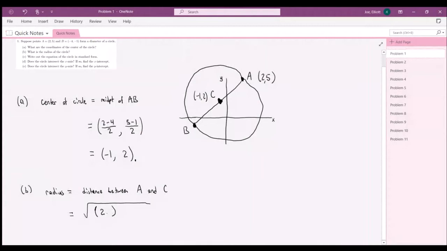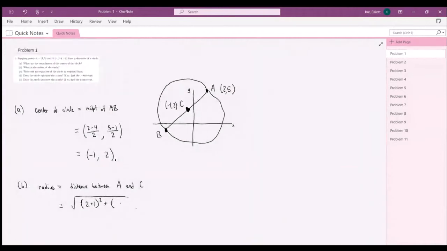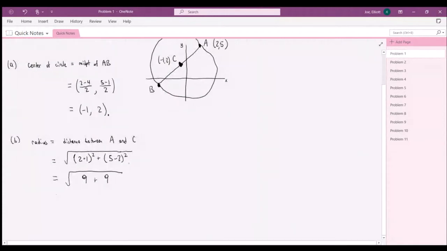Whoops, minus negative 1, which is plus 1 squared. And then we're going to do plus y2 minus y1, so we'll do 5 minus 2. Okay. So let's see what that gives us. We're going to get 3 squared, which is 9, plus another 3 squared, so another 9, so square root of 18 altogether. That gives us the radius, okay?